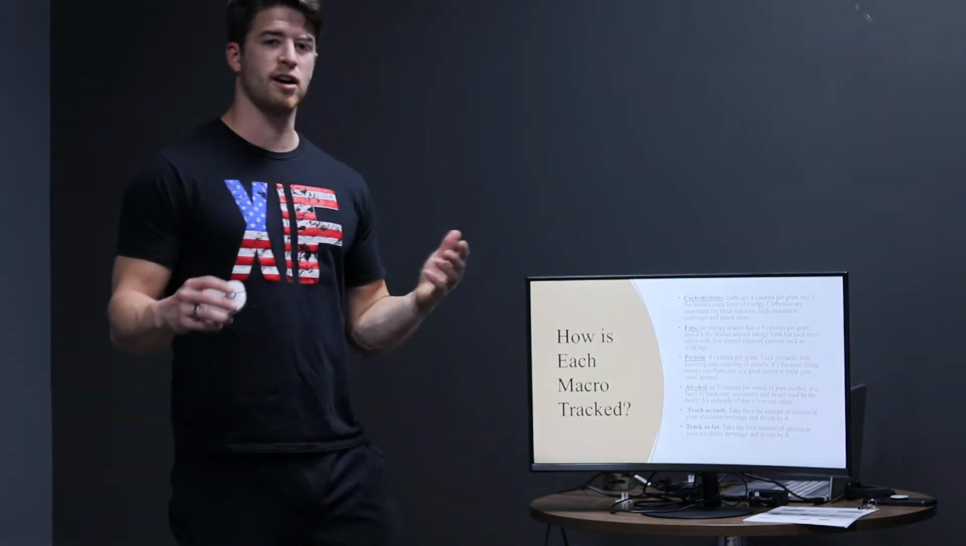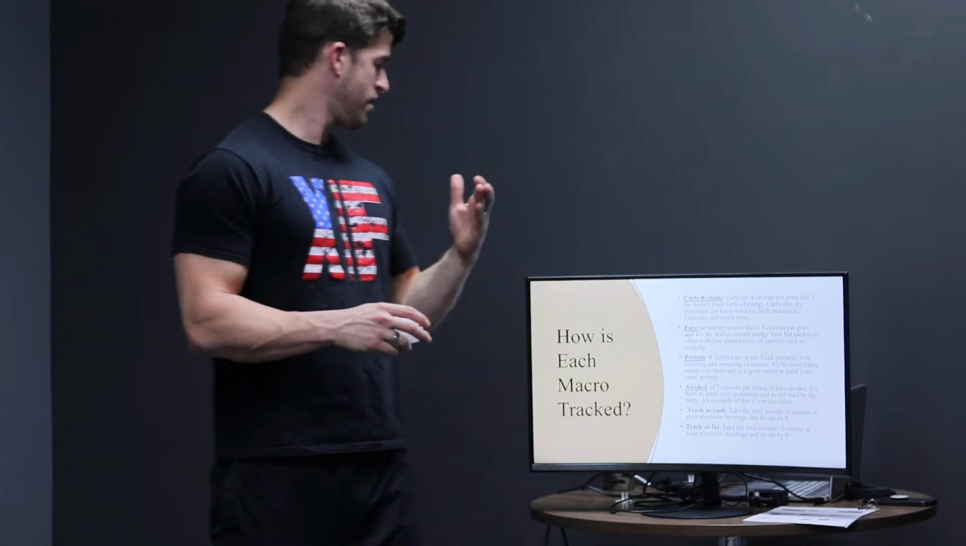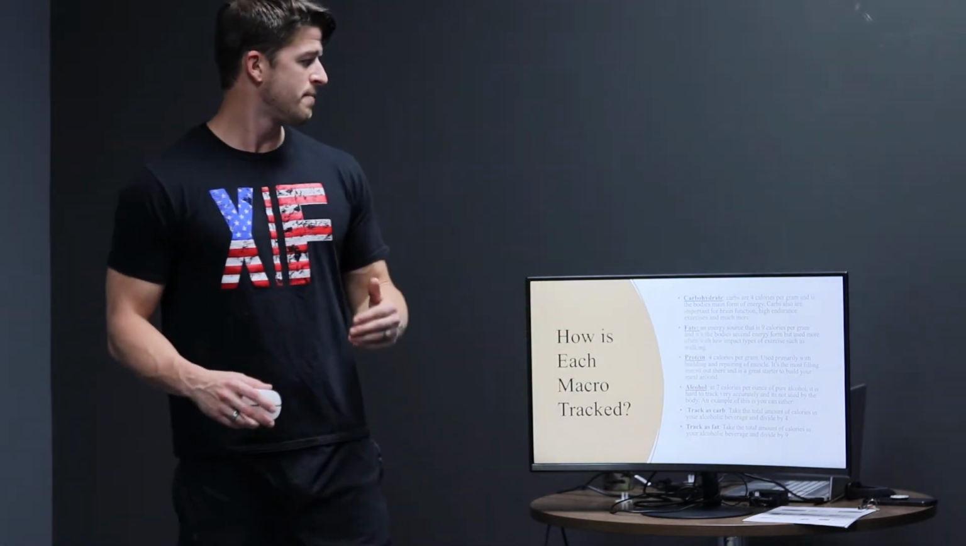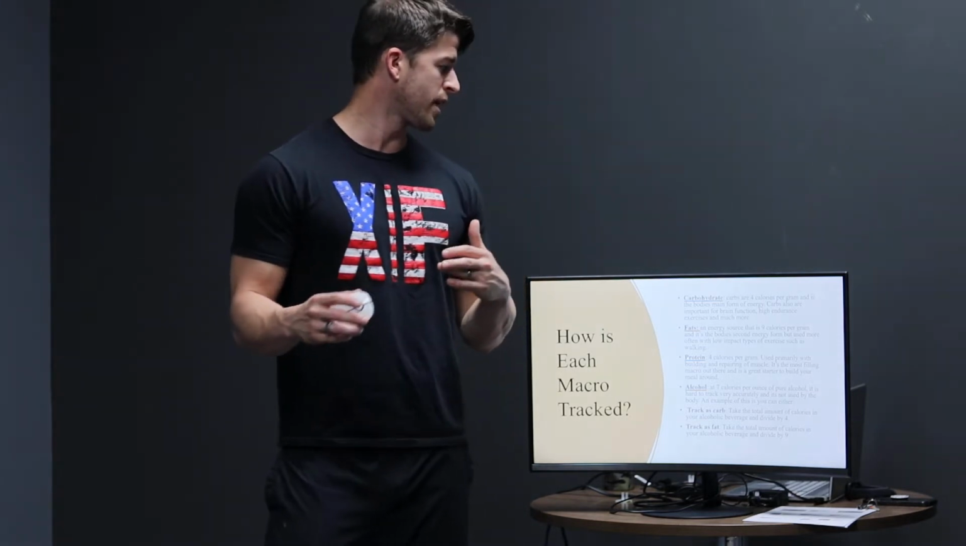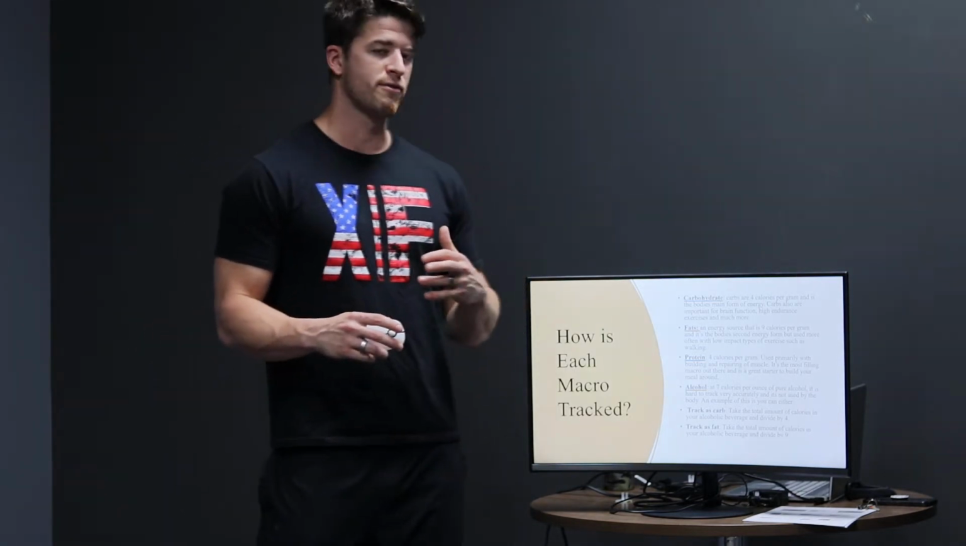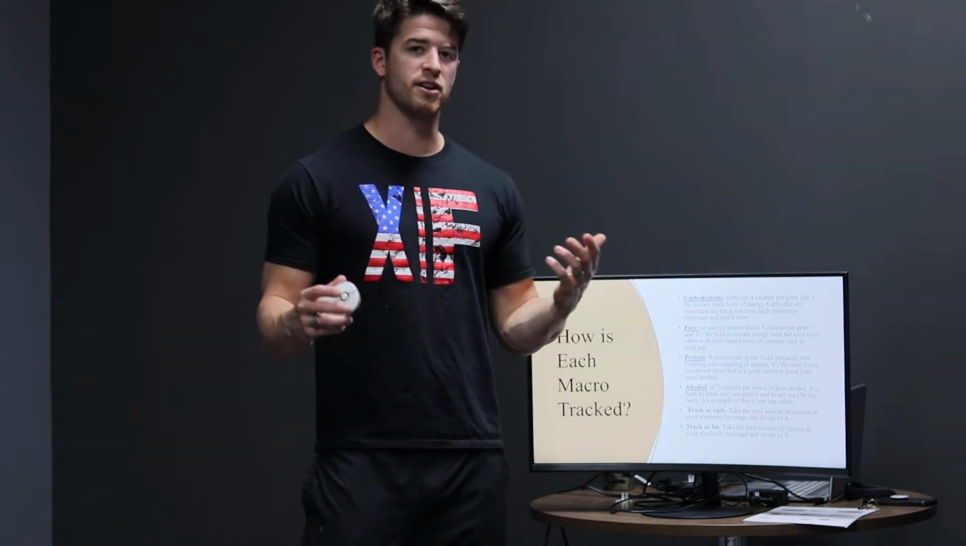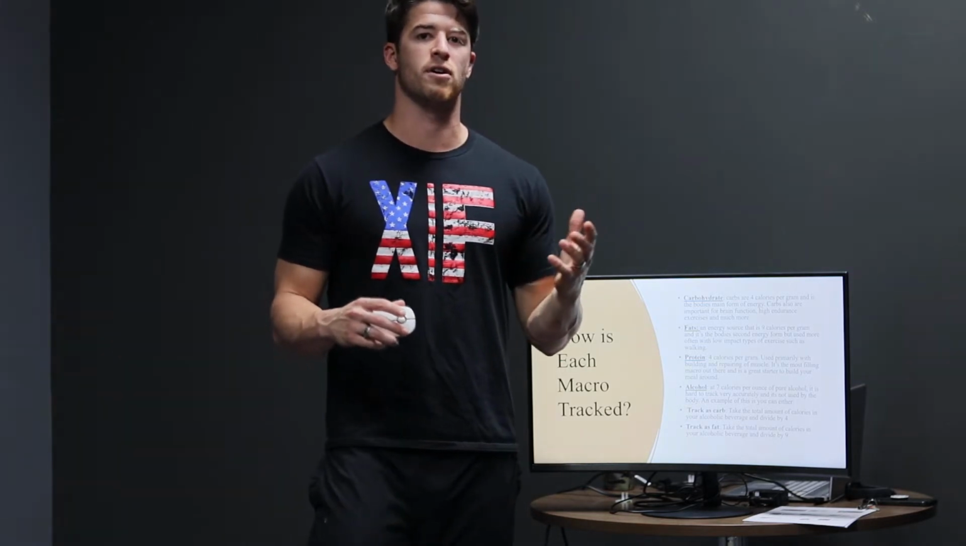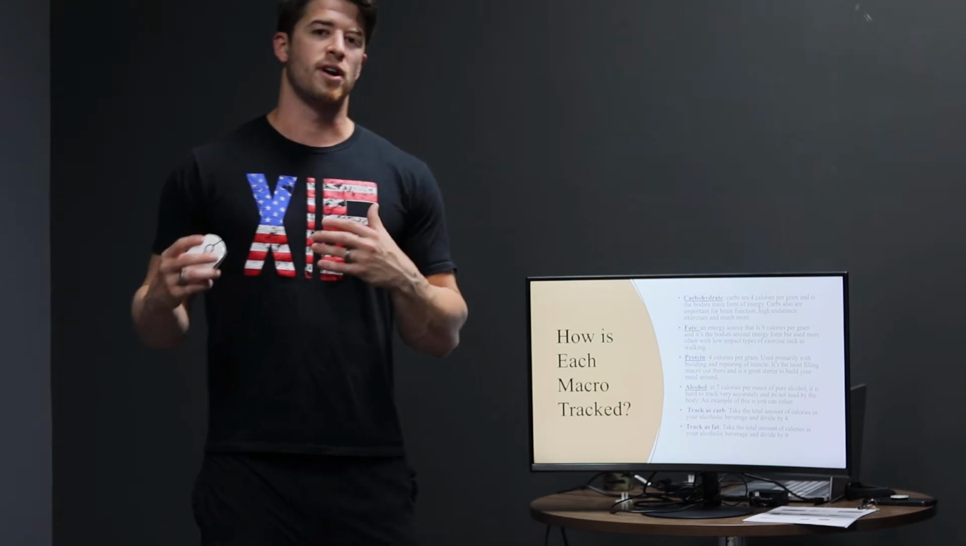So let's go ahead and start off. Let's figure out how each macro is tracked. With carbohydrates, it's 4 calories per gram. Carbs are also important for brain function, high endurance activities, and much, much more. Carbs are our body's preferred energy source.